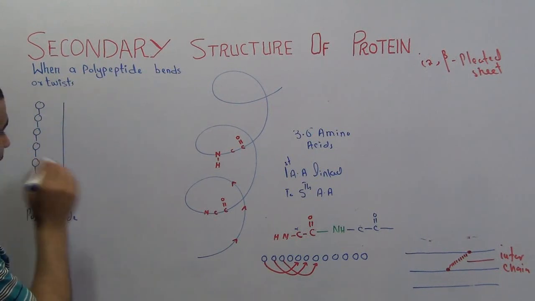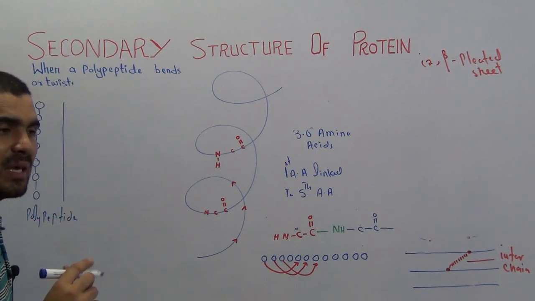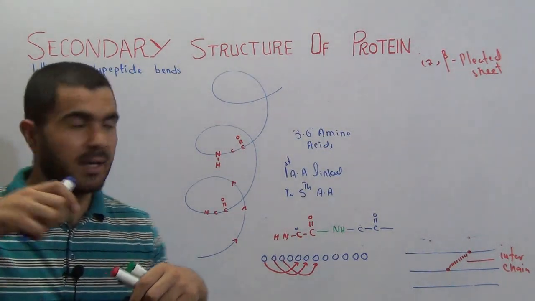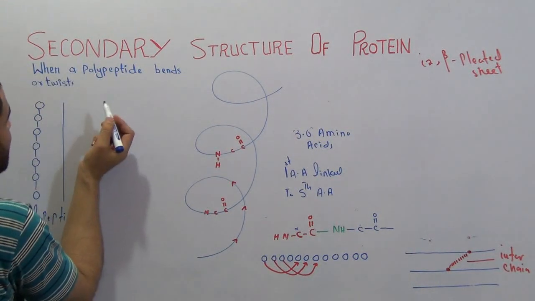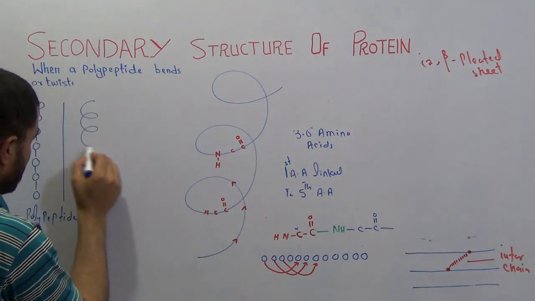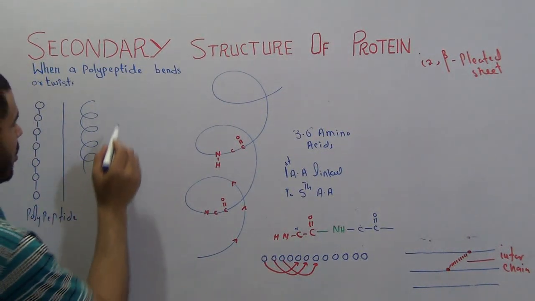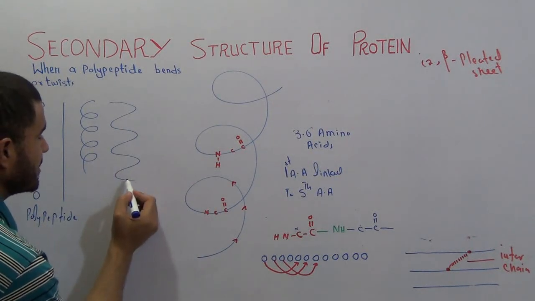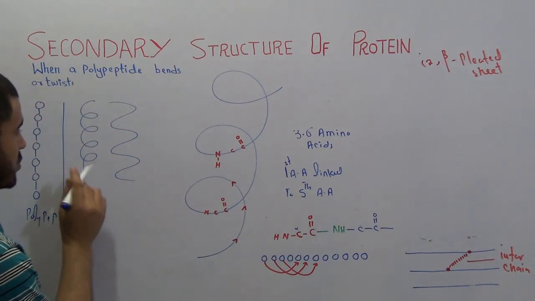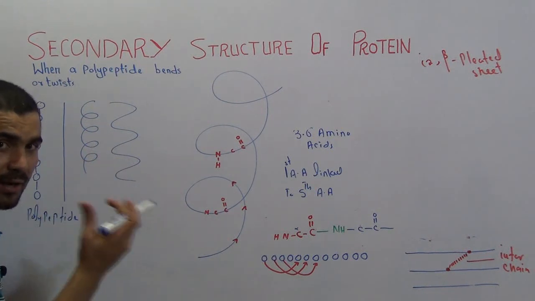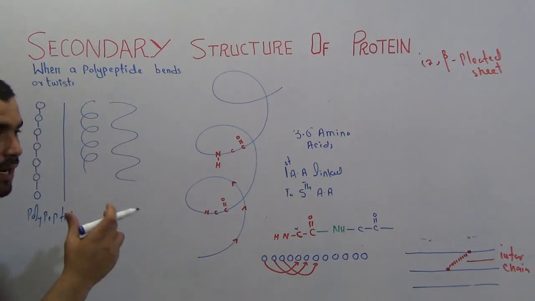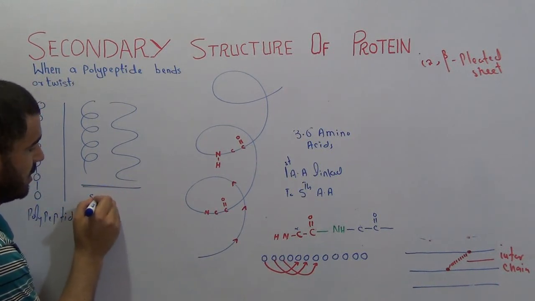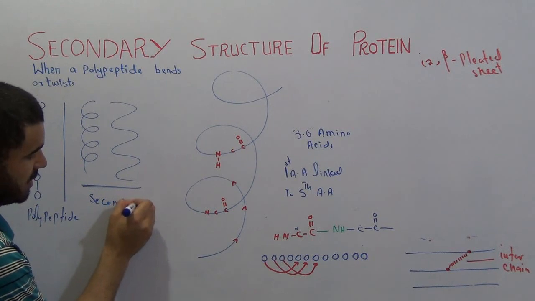Fine. When that polypeptide makes some sort of bend, some sort of twist, like maybe they become like this, or they become like this, whatsoever, it is also a kind of bent structure. So whatever structure or shape they acquire after bending, we call that bent structure the secondary structure.